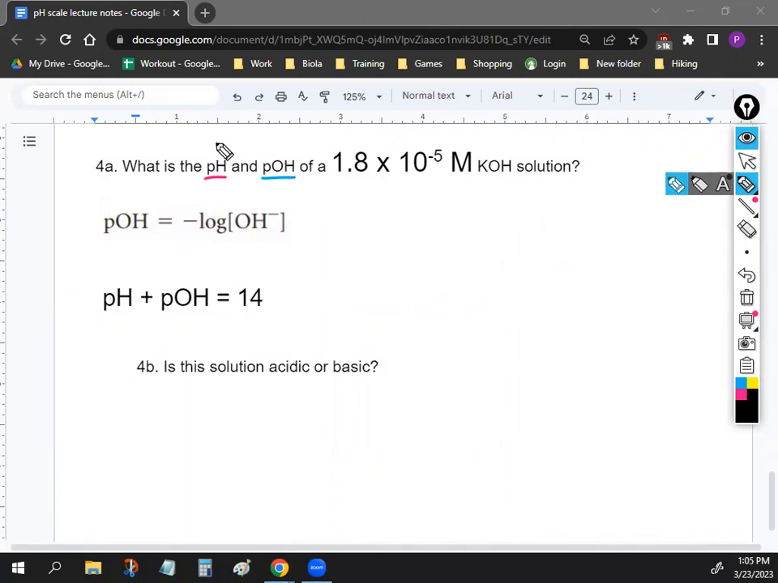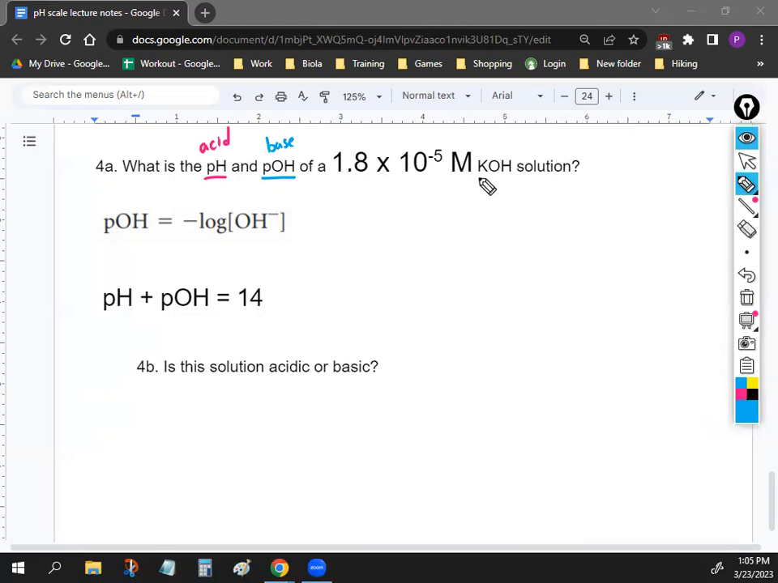If you want to jot this down, you can. If your solution is an acid, you're going to find pH first. And if your solution is a base, you're going to find pOH first. So the key thing to do first is figure out if something is an acid or a base, and then based on that, you can figure out which one to find first. And then it's very easy to convert. You just need to use the 14 number.